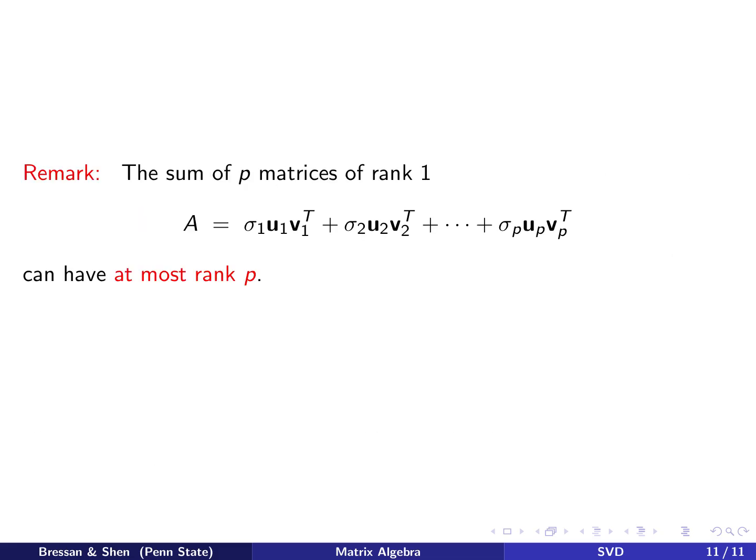And then, what is the A matrix? A here is the sum of all of these, all the way to P. There are P of these matrices of rank 1 that you add up. And then, as a result, this A matrix will have at most rank P. The rank cannot be bigger than P.